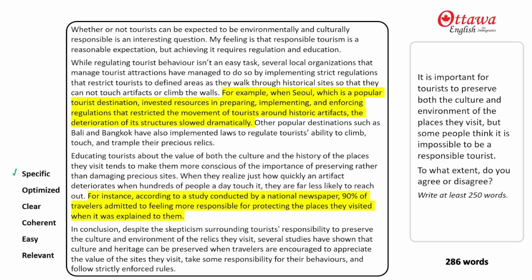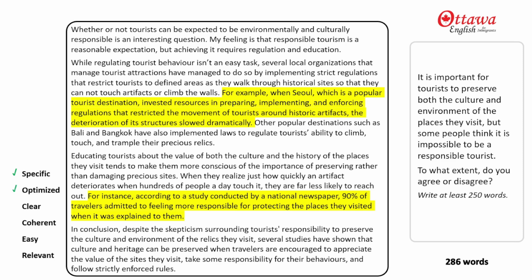This second example talks about educating tourists and the part that plays in encouraging good behavior. So, for instance, according to a study conducted by a national newspaper, 90% of travellers admitted to feeling more responsible for protecting the places they visited when it was explained to them. And so, yes, I would say that that is specific because it develops the paragraph's main idea.